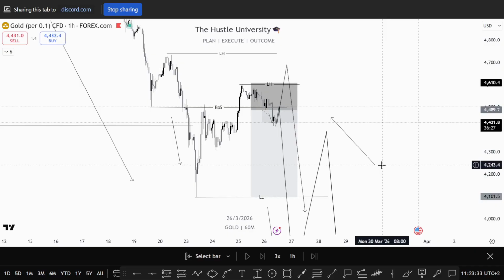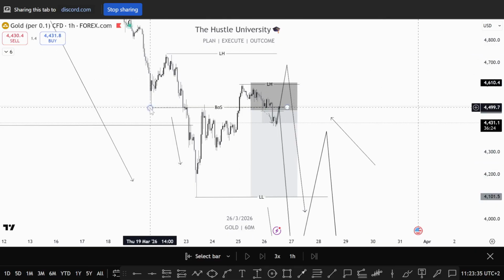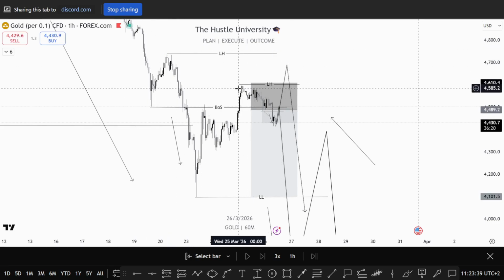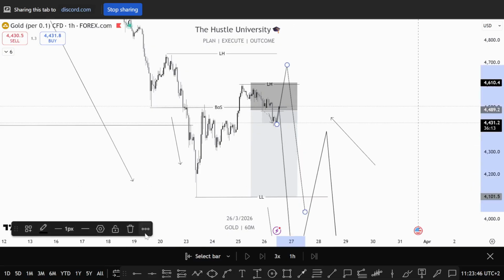You get what I'm saying? Take out this high, but it's still within this range over here, because this high should be able to protect price and push it back down. You get what I'm saying?